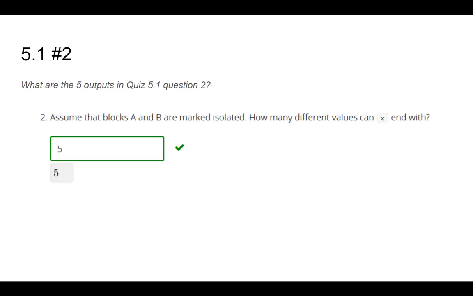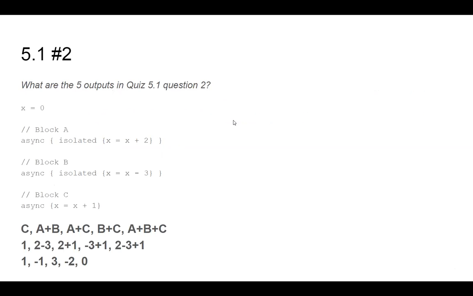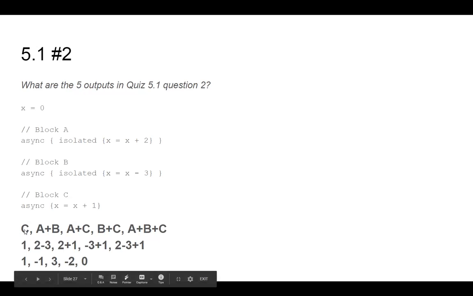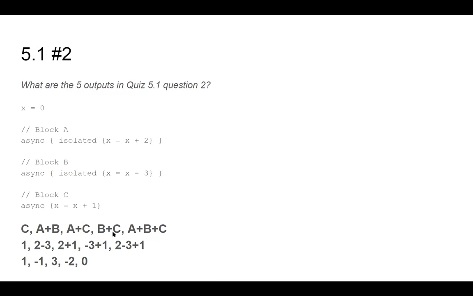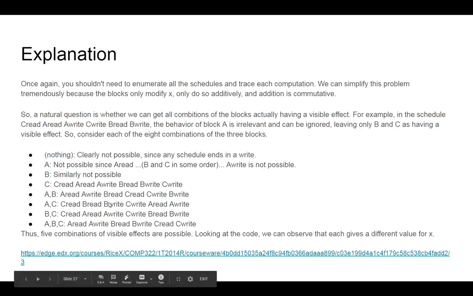another question that came up that a lot of people ask for is, so assume that A and B are isolated. How many different values can it end up with? The answer is 5, which is also not necessarily the most clear thing. Let's talk about the 5 and why they can happen. C is the only one that happens. A and B happen, A and C happen, B and C happen, or all 3 happen. And you end up with these 5 different values. And let's talk about it.